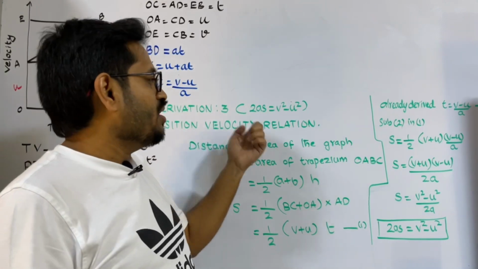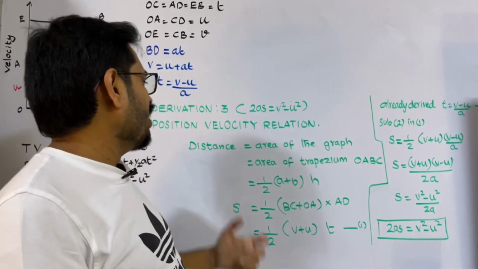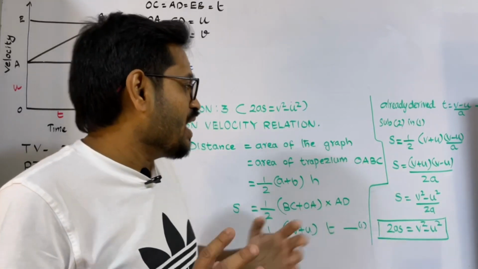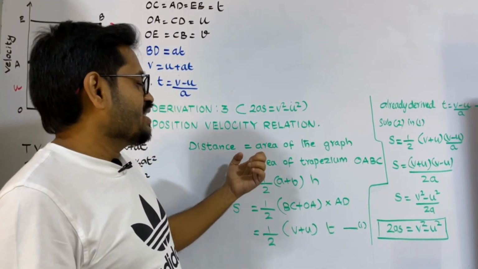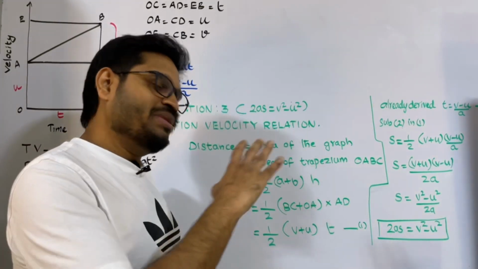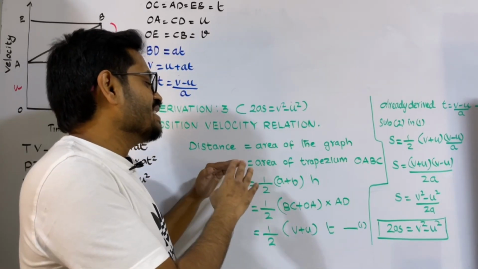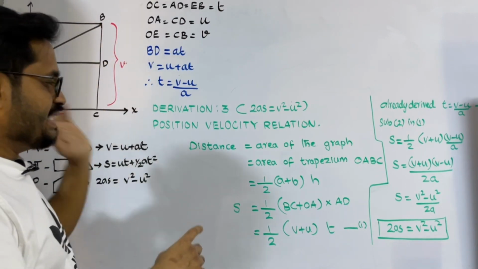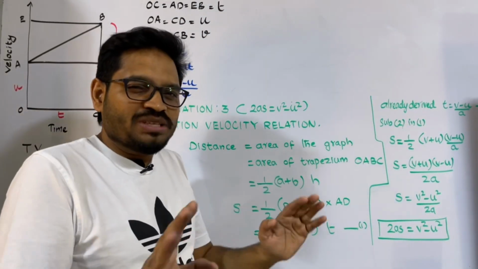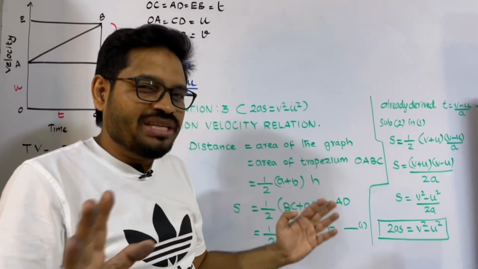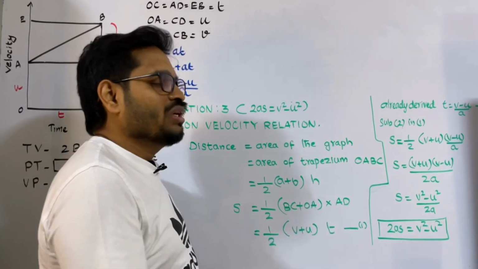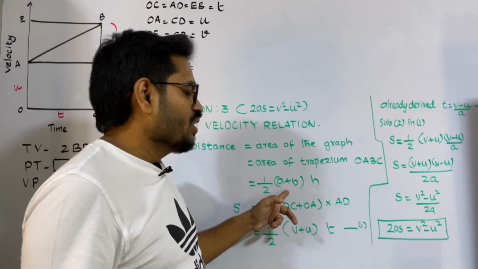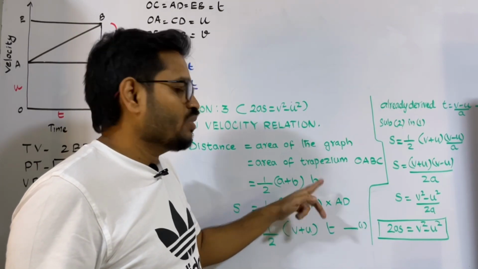Derivation number 3, 2aS is equal to v square minus u square, which is the position velocity relation. So distance is equal to the area of the graph like the previous one, and here we write that it is the area of the trapezium OABC. This much is clear because trapezium and VP are connected. Now let us go. The formula for finding the area of a trapezium is half into the sum of the parallel sides into the height.